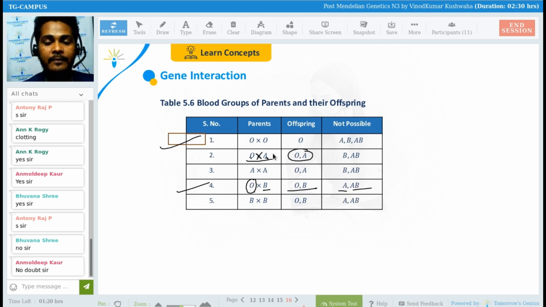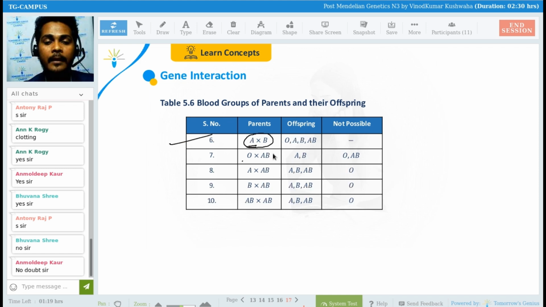You have to remember this chart, which is very important. If both parents have blood group O, their offspring will definitely have blood group O, and there is no possibility of A, B or AB. Clear? Similarly, if the woman has blood group O and the man has blood group A, the possibility is always A. If both man and woman have blood group A, then it's A. For B, it's B. These are the conditions you need to remember. The similar conditions apply for the rest.